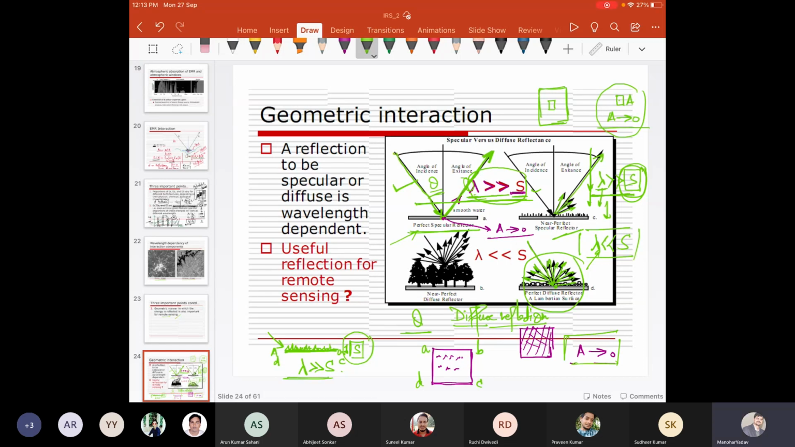This I'm leaving to you, and I expect you to explore it. Just see whether the sun, target and sensor geometry that we consider here plays any role in this.